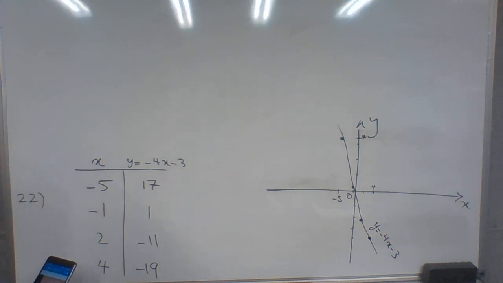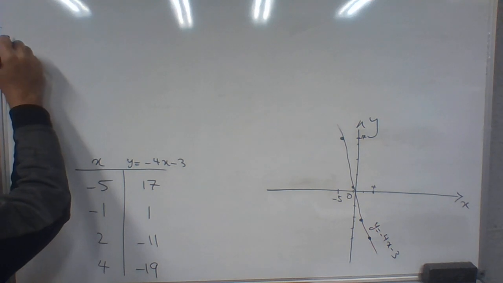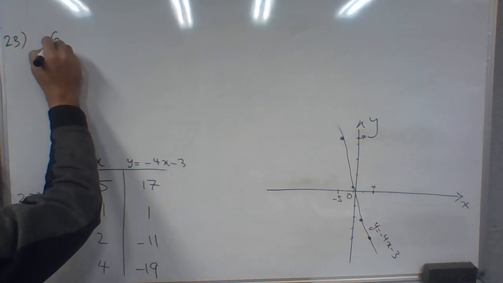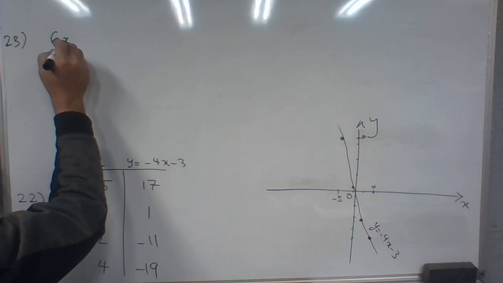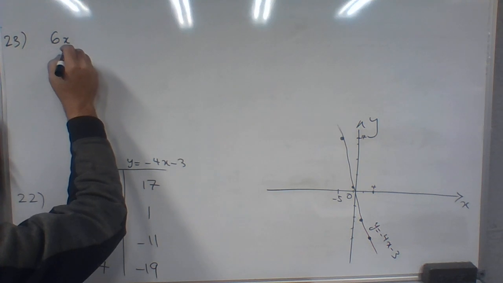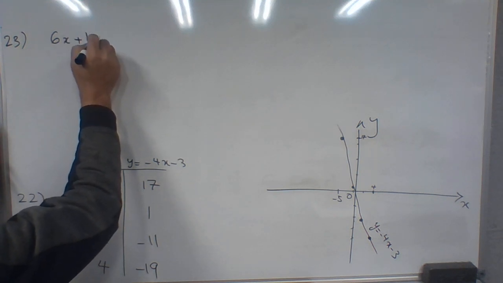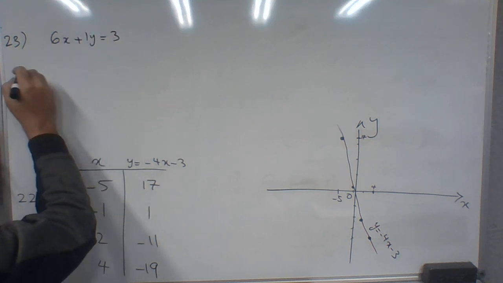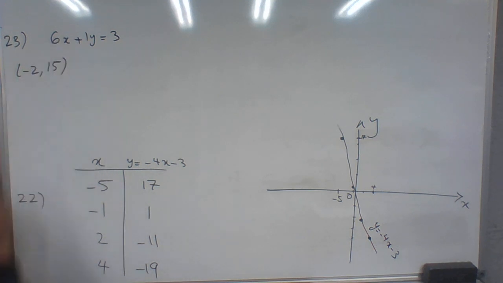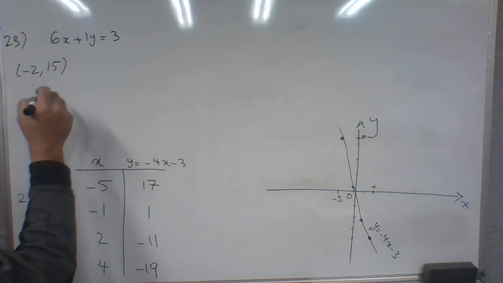Determine whether each ordered pair is a solution of the given linear equation. Okay, 23. The given linear equation is 6x plus 1y equals 3. So for negative 2 and 15, x is negative 2 and y is 15.